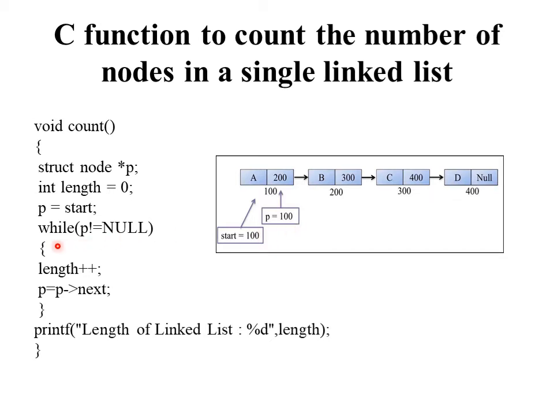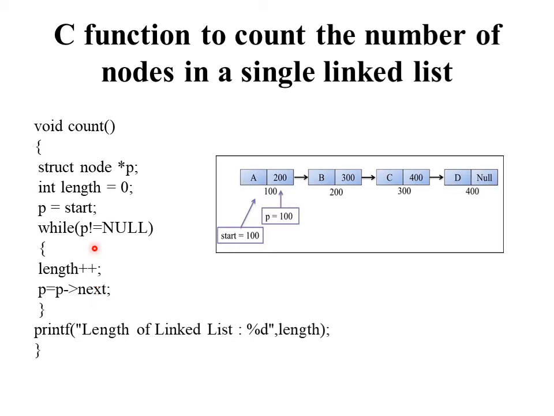Next is the while loop, that is while P is not equal to null. In curly brackets, length plus plus. Here we increment length by 1. Next is P is equal to P points to next. Using this statement, we move from one node to another node.